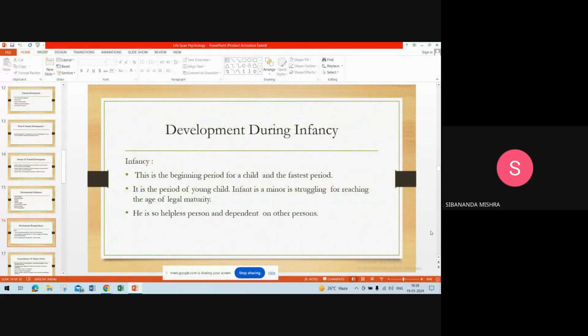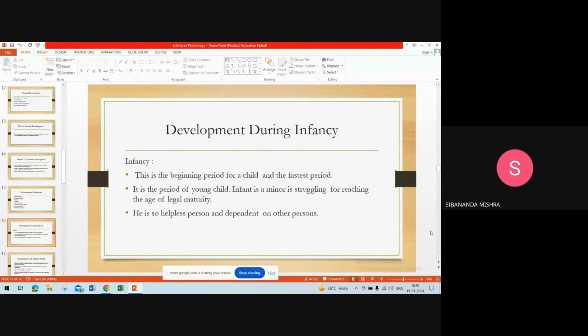He is a helpless person, dependent on other persons. So a child goes through various stages in his life, such as infancy, childhood, adolescence, adulthood, and lastly old age. The first 2 years of an individual's life are the time of his most rapid development. The behavior and ability of 2 year old children are different from older children.